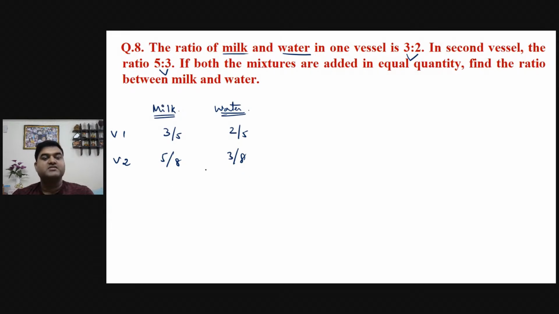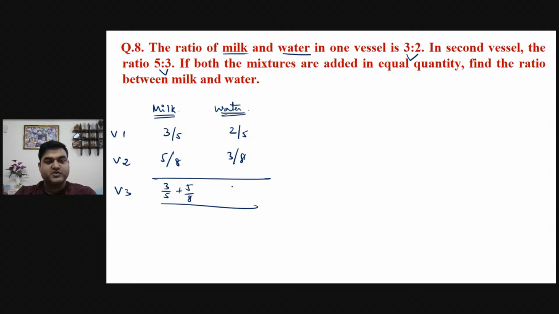Add these two and you will get the answer. How can you add easily? Because 3 by 5 plus 5 by 8 is there. The resultant will be this only. How much milk will be there? 3 by 5 plus 5 by 8. And how much water will be there? 2 by 5 plus 3 by 8. So this will be the ratio.